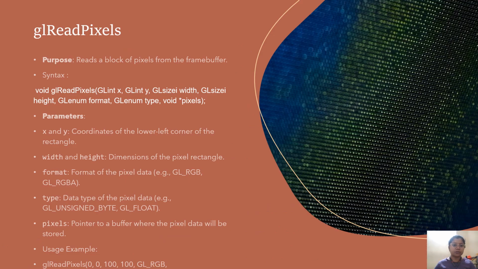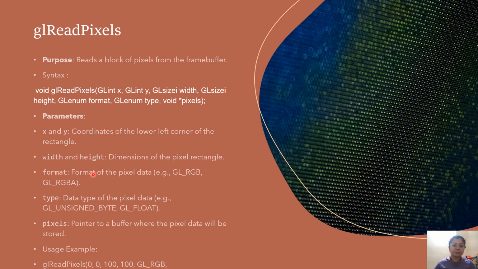Now let's see the next function, glReadPixels. The purpose of this function is to read a block of pixels from the frame buffer, and this is the syntax of using the glReadPixels function. Let's see the parameters used in glReadPixels. X and Y indicate the coordinates of the lower left corner of the rectangle, and width and height are the dimensions of the pixel rectangle.